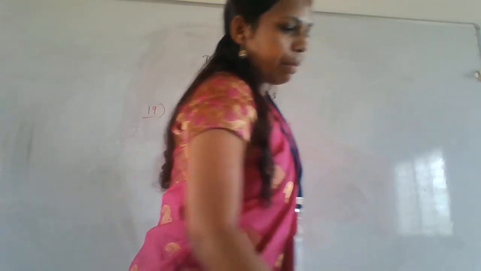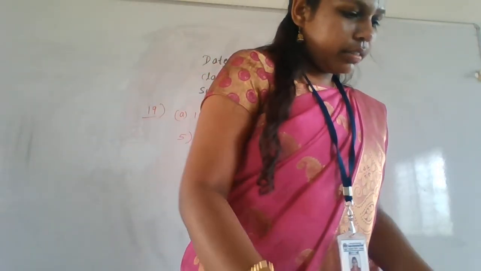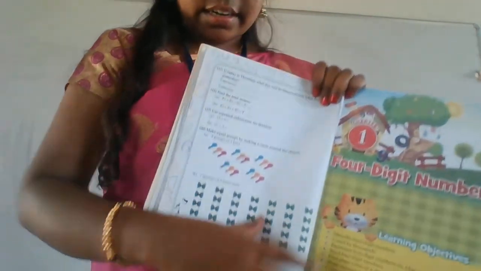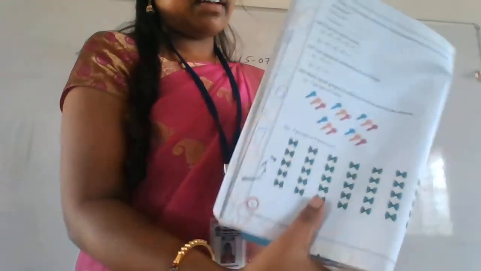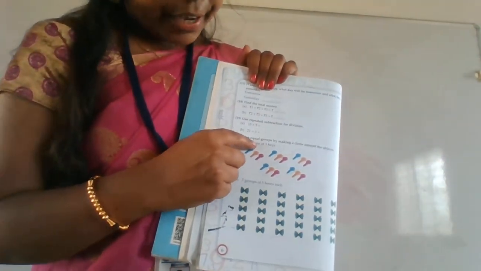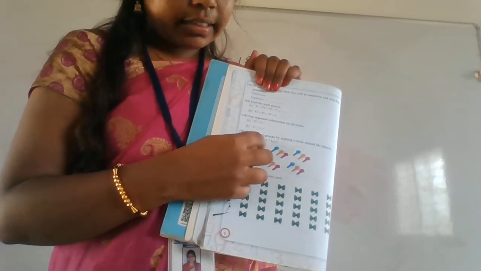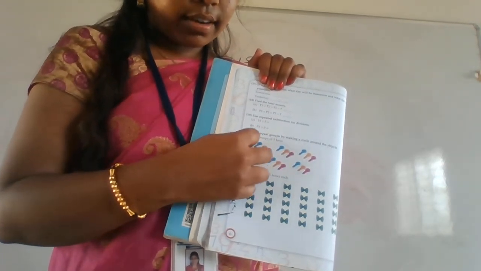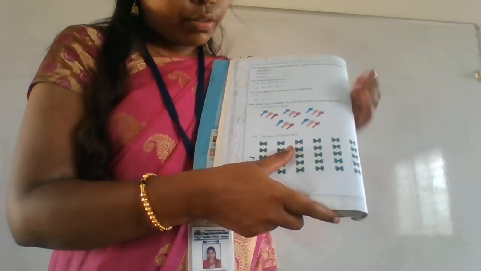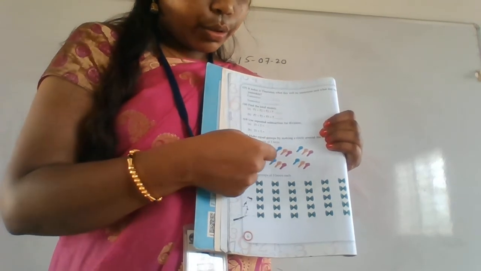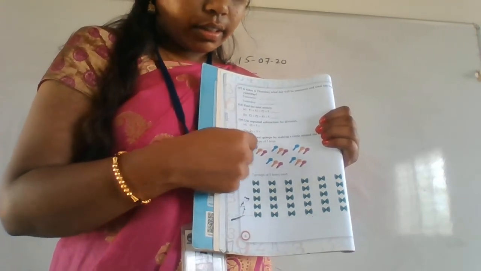Next one is make equal groups. See here, you have to do it here. They have given us some keys here. What they told: 5 groups of 3 keys. For those 3 keys, what should you do? You have to make a circle. Okay, so here 5 groups of 3 keys. So you have to circle 3 keys.